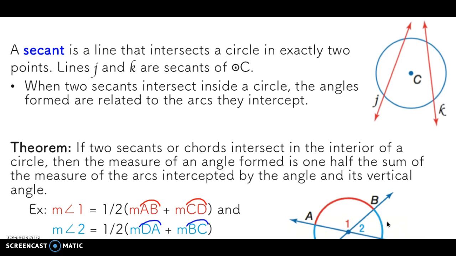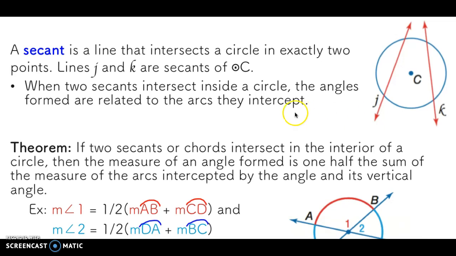Okay, so we began the lesson talking about a secant line. A secant is a line that intersects a circle in exactly 2 points. So lines J and K here are secant lines. Basically, it's a chord that continues going through the circle, since it's a line, not a segment.